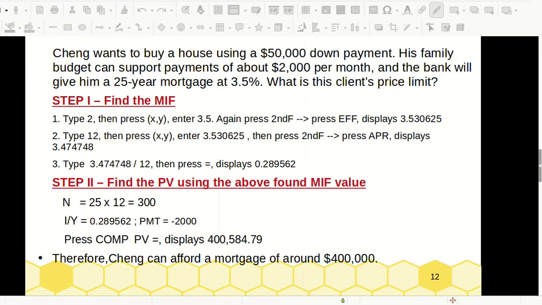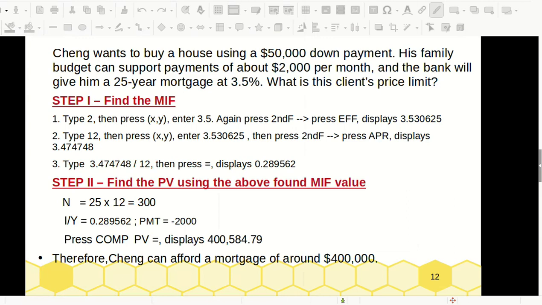Now let's see the final example. Chen wants to buy a house using a $50,000 down payment. His family budget can support payments of about $2,000 per month and the bank will give him a 25-year mortgage at 3.5%. So what's this client's price limit? The first step, as we already know, is to find the MIF.